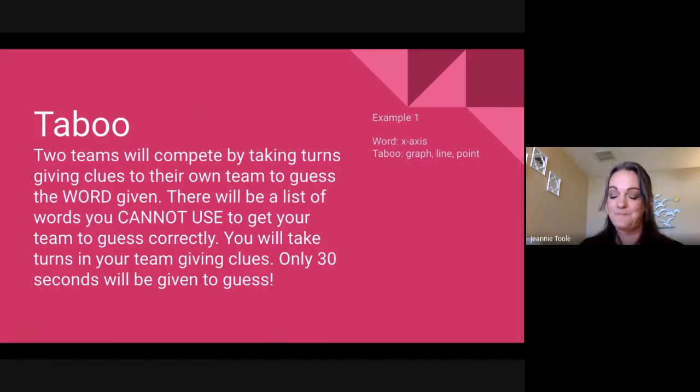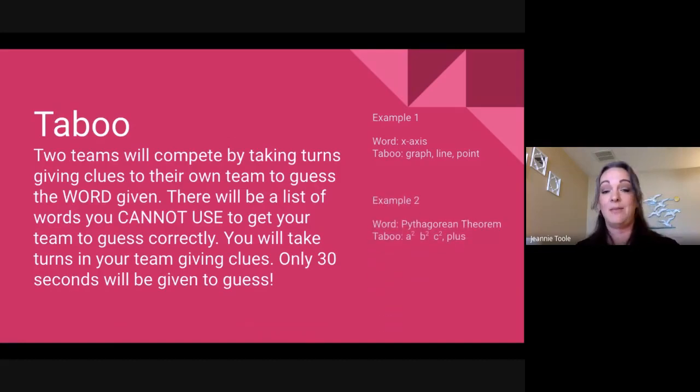Another example might be that they're presenting to get their group to guess Pythagorean theorem, but they're not allowed to say a squared, b squared, c squared, plus, equals, triangle, or whatever you want to put on that list. So here's the logistical challenge. The person presenting needs all of that information, and so does the opposing team, because the opposing team's kind of the judges. Did they do it appropriately? Did they actually get it? All while not sending it to the people who are guessing.